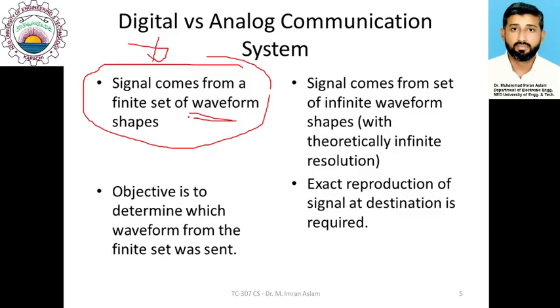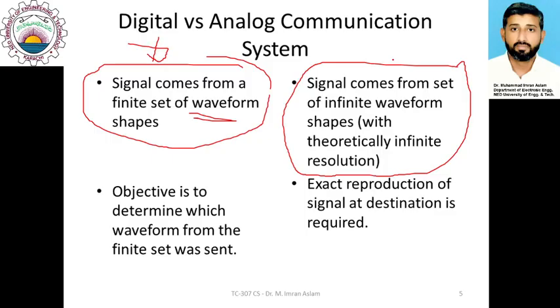Say for example, if you are working on a binary communication system, in that case you will be dealing with only two possible waveforms. One waveform will be used to represent binary 0 and another waveform will be used to represent binary 1. So we would be working on a finite set of waveforms. If we compare this with analog, in that case theoretically there are an infinite number of possible waveforms, because there is no definite shape, and theoretically we need to have an infinite resolution of those waveforms.